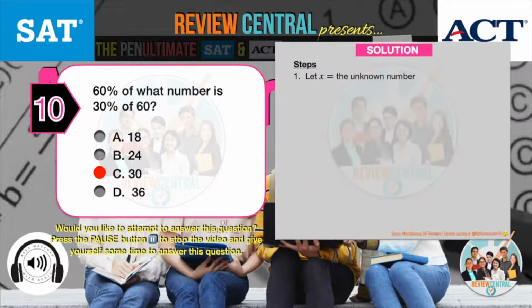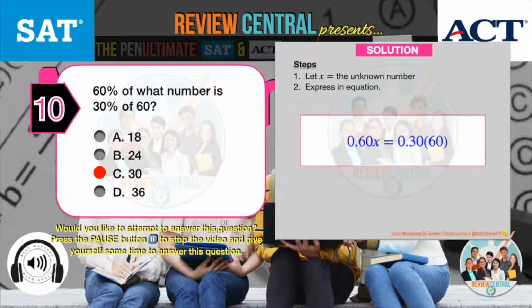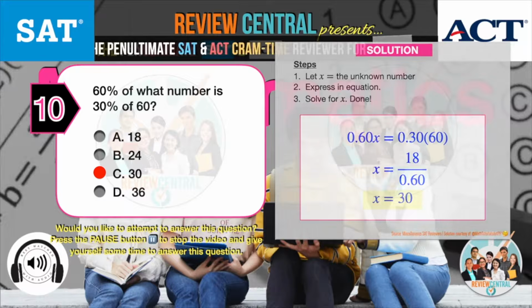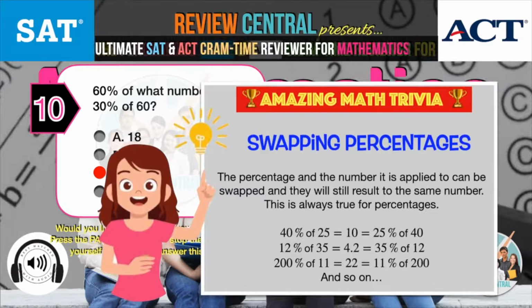Let x be the number we are looking for. 60% of what number is 30% of 60? Therefore, 60% of x is equal to 30% of 60. In equation form, 0.60x equals 0.30 times 60. From here we can simply solve for x, and should quickly arrive at x equals 30. Done. Did you notice something peculiar with this percentage problem?